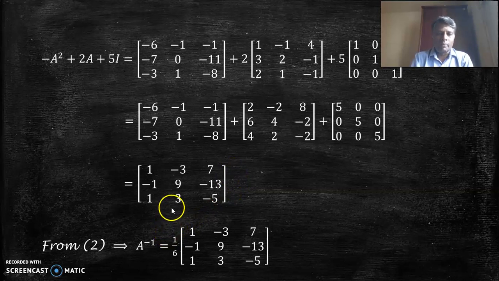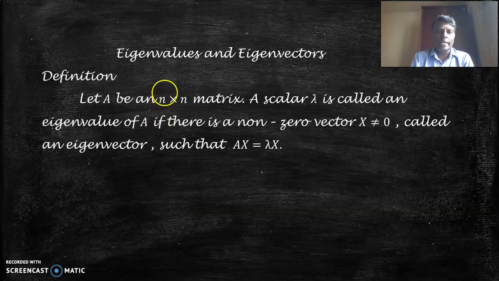It is very simple by using the Cayley-Hamilton theorem. Now we move to eigenvalues. This is also an important concept: eigenvalues and eigenvectors. Definition: let A be an n by n matrix. A scalar lambda is called an eigenvalue of A if there is a non-zero vector x, not equal to 0, called the eigenvector, such that Ax equal to lambda x.